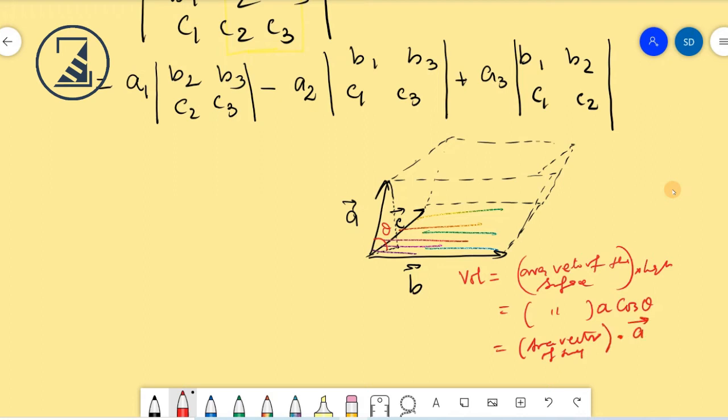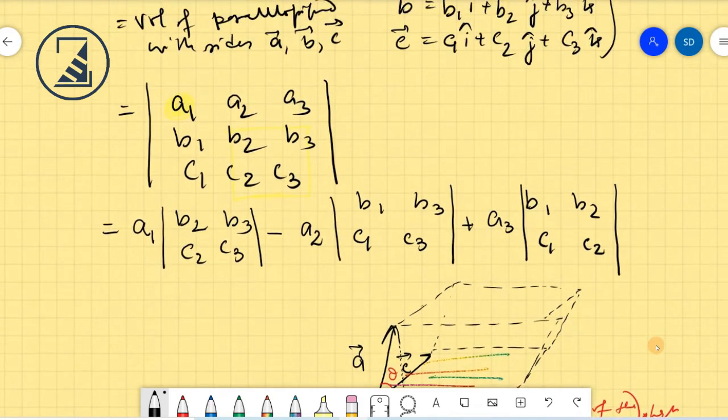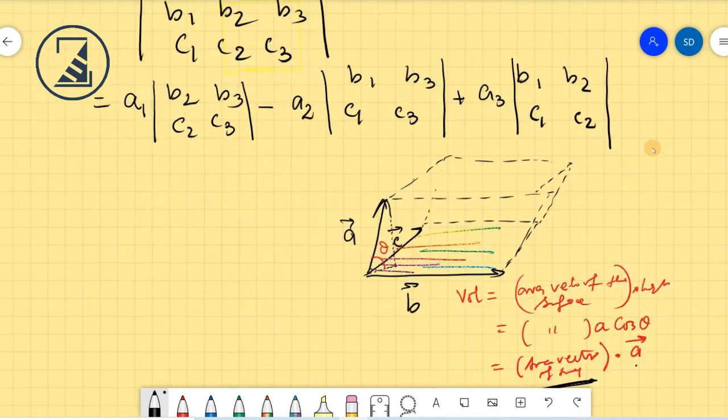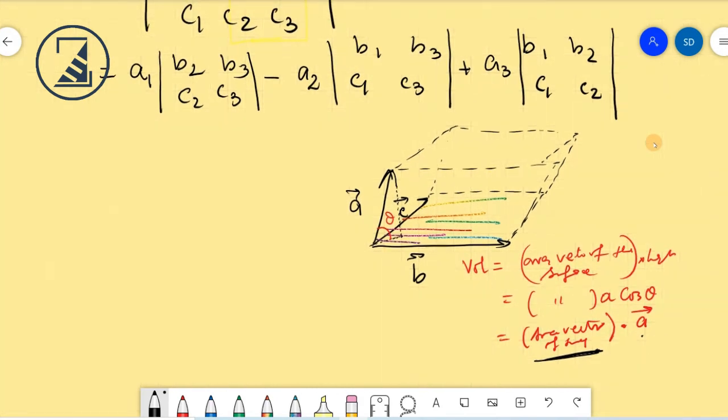Now this is where things get interesting. So if I can find this area vector which dotted with A will give me this determinant, then I have found out the area vector constructed by B and C, the area of the parallelogram constructed by B and C. Let's try that.